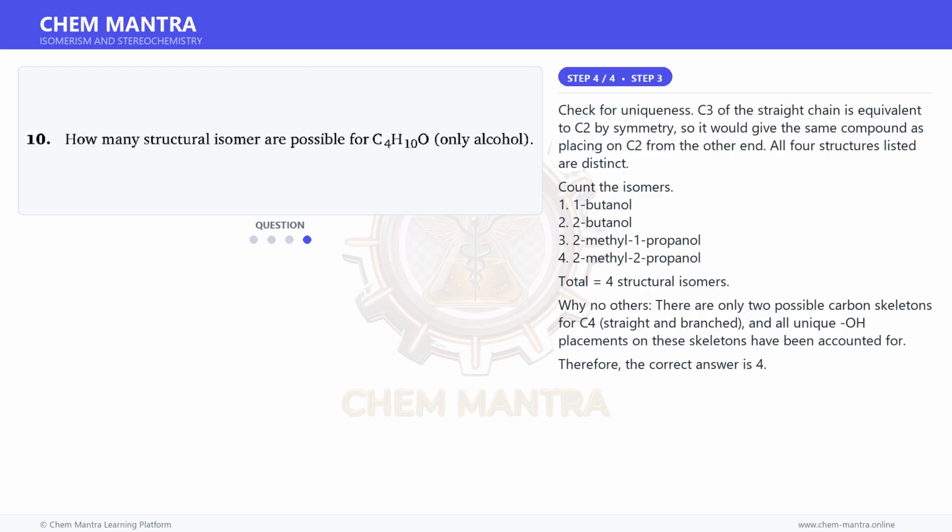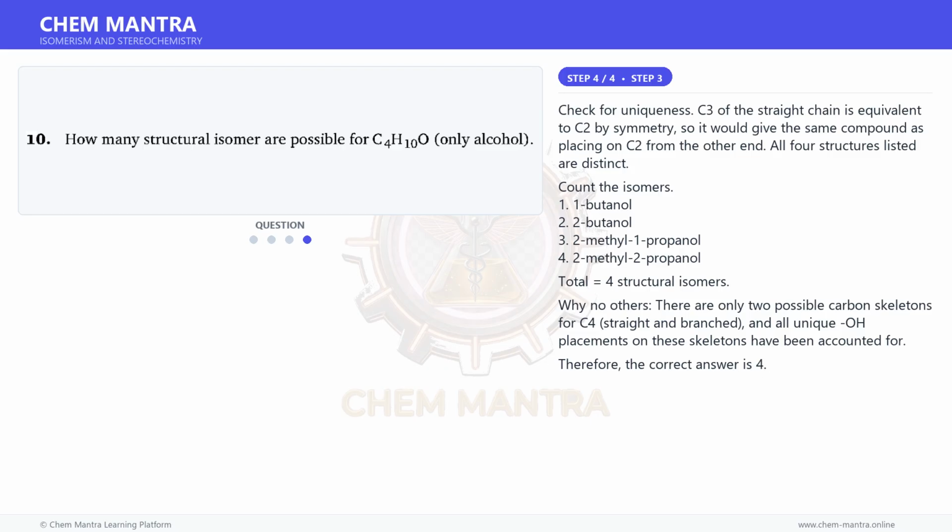Count the isomers. 1, 1-butanol. 2, 2-butanol. 3, 2-methyl-1-propanol. 4, 2-methyl-2-propanol. Total is equal to 4 structural isomers.